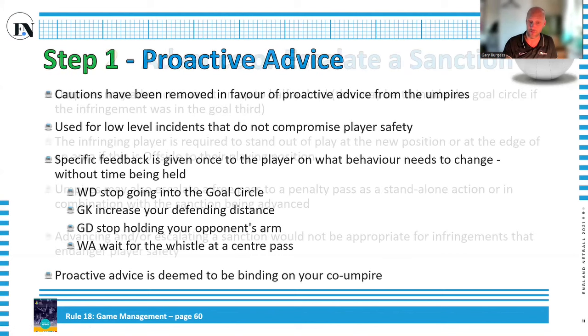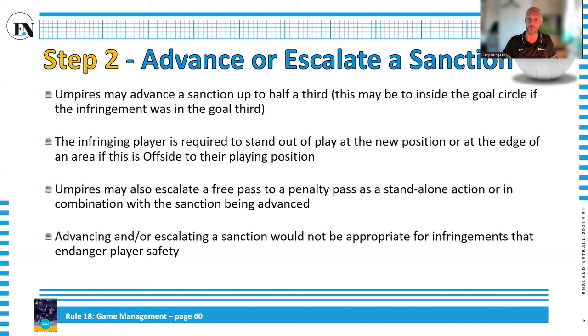Now, what happens if players don't respond to proactive advice? Well, in the 2020 rules of netball, the advancement of a sanction, so moving a sanction forward up to half a third, was limited to instances of delaying play and a few technicalities within failure to take the court. Now, that part's been tidied up by Rule 3, but now a sanction may be advanced up to half a third if the umpire is using that as part of a game management strategy.